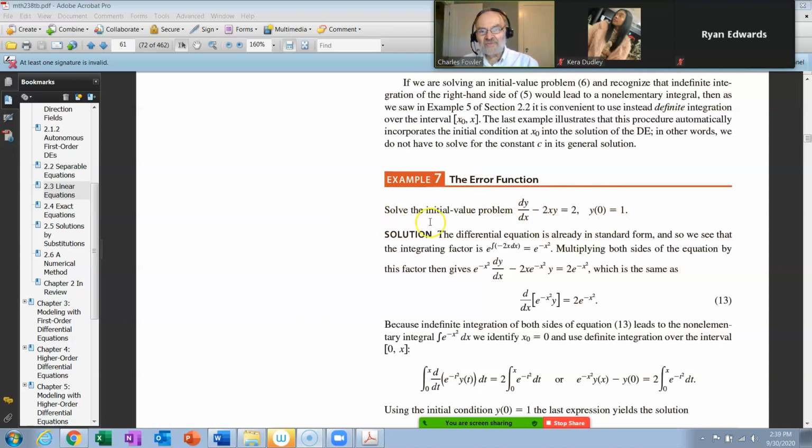So here we are. Let's solve the initial value problem. dy dx minus 2xy is equal to 2. Okay? Initial condition, when x equals 0, y is equal to 1. Y of 0 is equal to 1. Now, just looking at this, this is not a separable equation. Okay? Going to have to use the linear principle. It is set up perfectly for linear. Coefficient of 1 here. Your p of x would be minus 2x, and your f of x is 2. Okay?